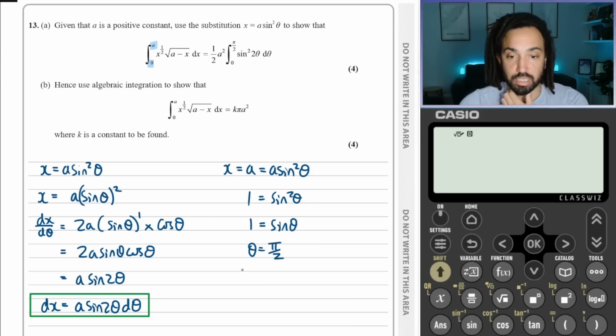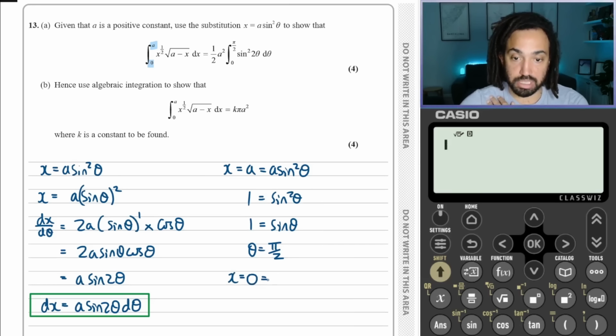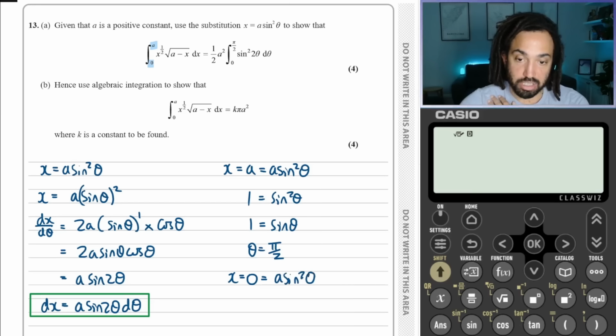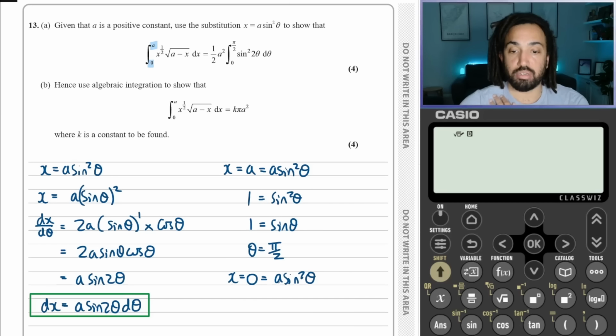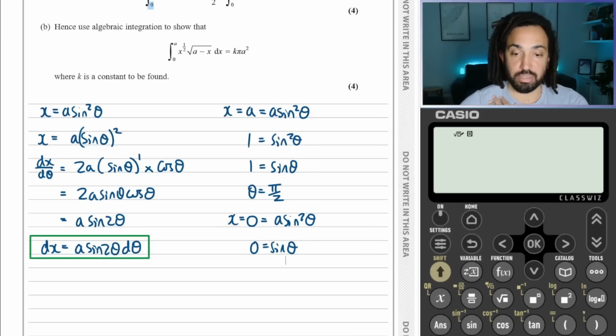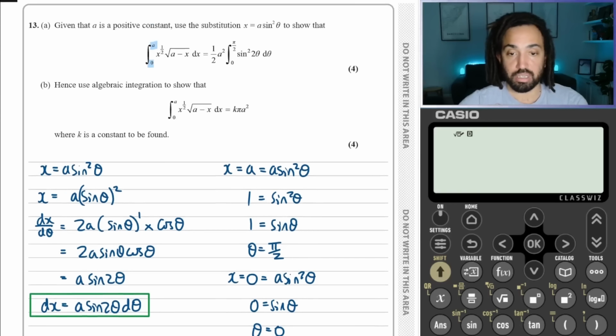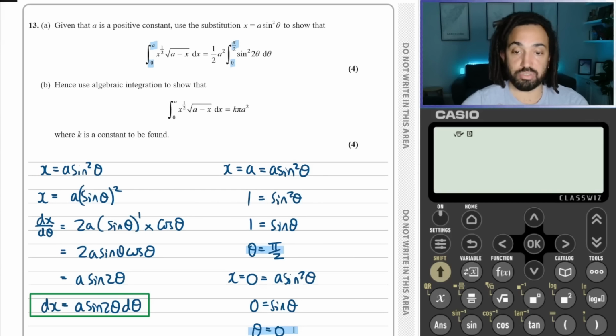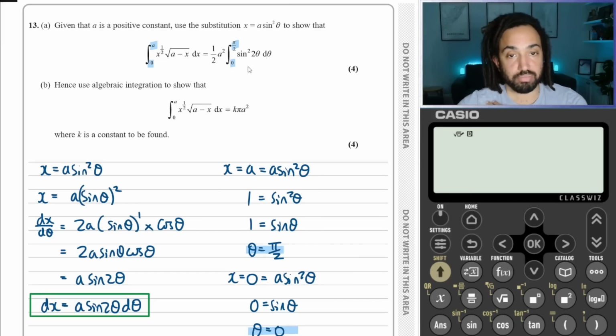Okay, perfect. And then next we are going to look at this one where x is 0. So we're going to say x is equal to 0, which is equal to a sine squared theta. Divide by a and square root, we're going to get 0 is equal to sine theta, which tells us that theta must be equal to 0 because sine theta is 0 when theta is 0. Okay, so those are our two limits sorted, and they're actually given here, but we need to show it all, so we've done that nice and effectively.